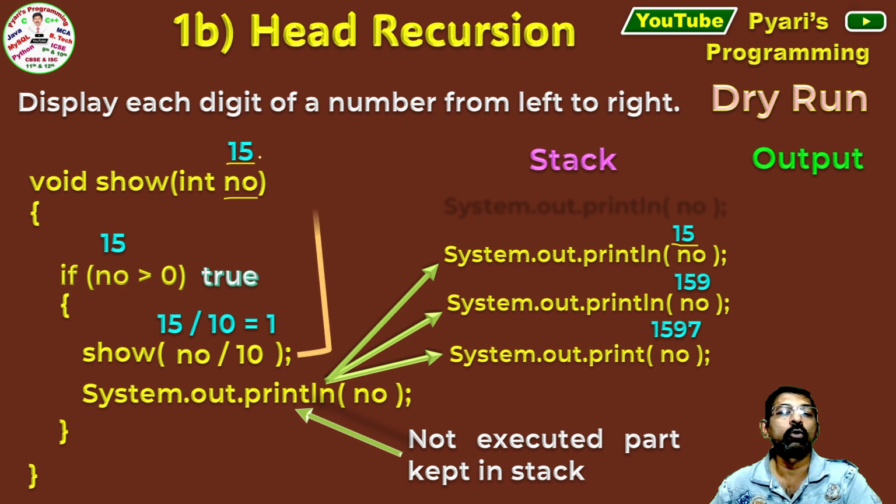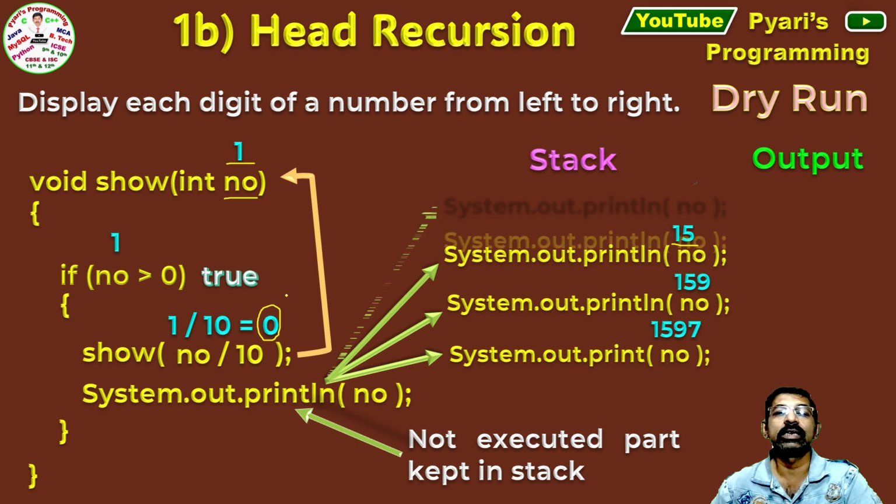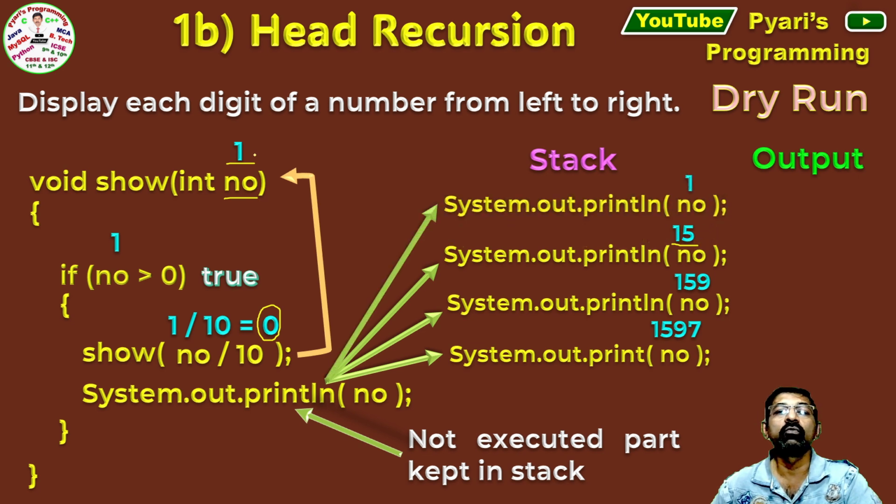Now it will transfer the control from method call to method definition, where the number is changed from 15 to 1 because quotient is 1. In if condition, I will check 1 is greater than 0, condition is true. Find out the quotient of the number, that is 0. 1 divided by 10, quotient is 0. Call the method, but store the pending instruction in the stack, that is display no, where no is 1. After that, transfer the control to the method header and pass the actual parameter to the formal parameter. So now no will become 0.